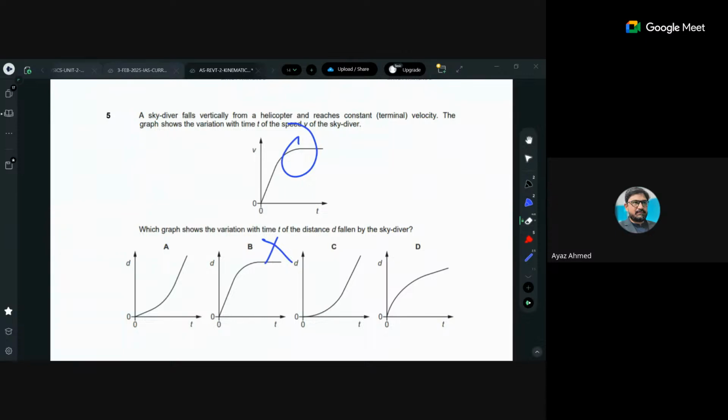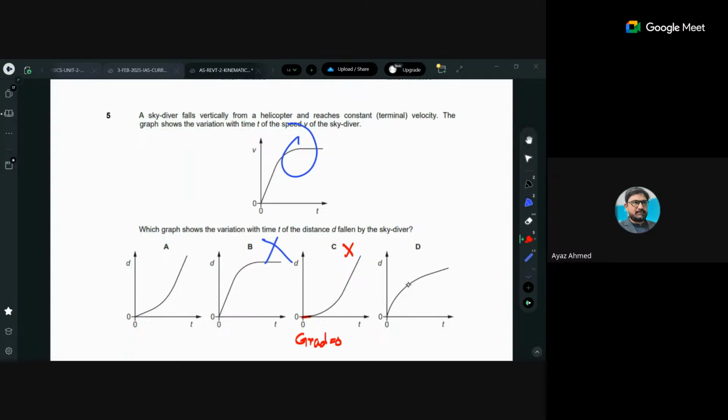Initially, when it is dropped, its acceleration would be the acceleration of free fall. When its acceleration is free fall, definitely its acceleration would be the highest. So it means the gradient should be largest. So here the gradient is zero. Initially the gradient is zero, so that is eliminated. Is it clear? Are you getting my point? So you are left with only 2 options, A and D.